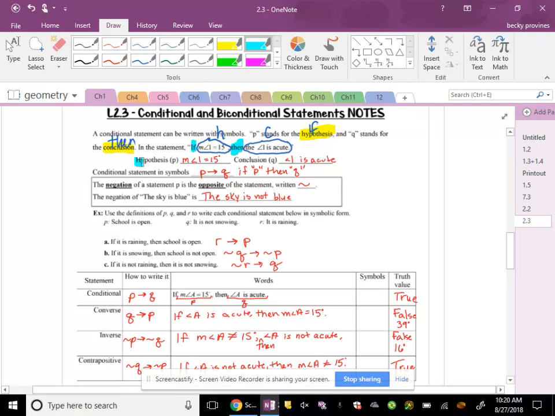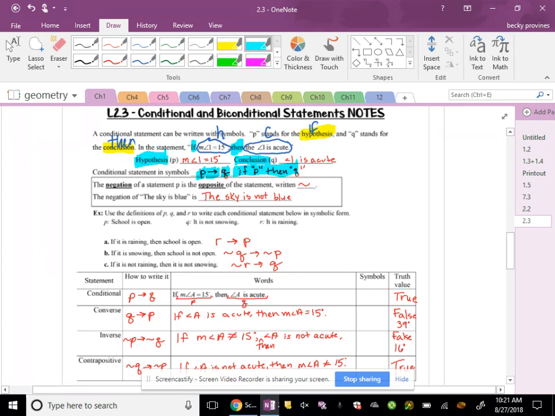So for this question, it says state the hypothesis. Same as before. The measure of angle 1 is equal to 15. The conclusion here is angle 1 is acute. The way you write it with symbols, you put the P, use a little arrow, and then you say Q. The arrow means like a then. So P, then Q. And so I wrote it out here for you. Go ahead and fill that in.